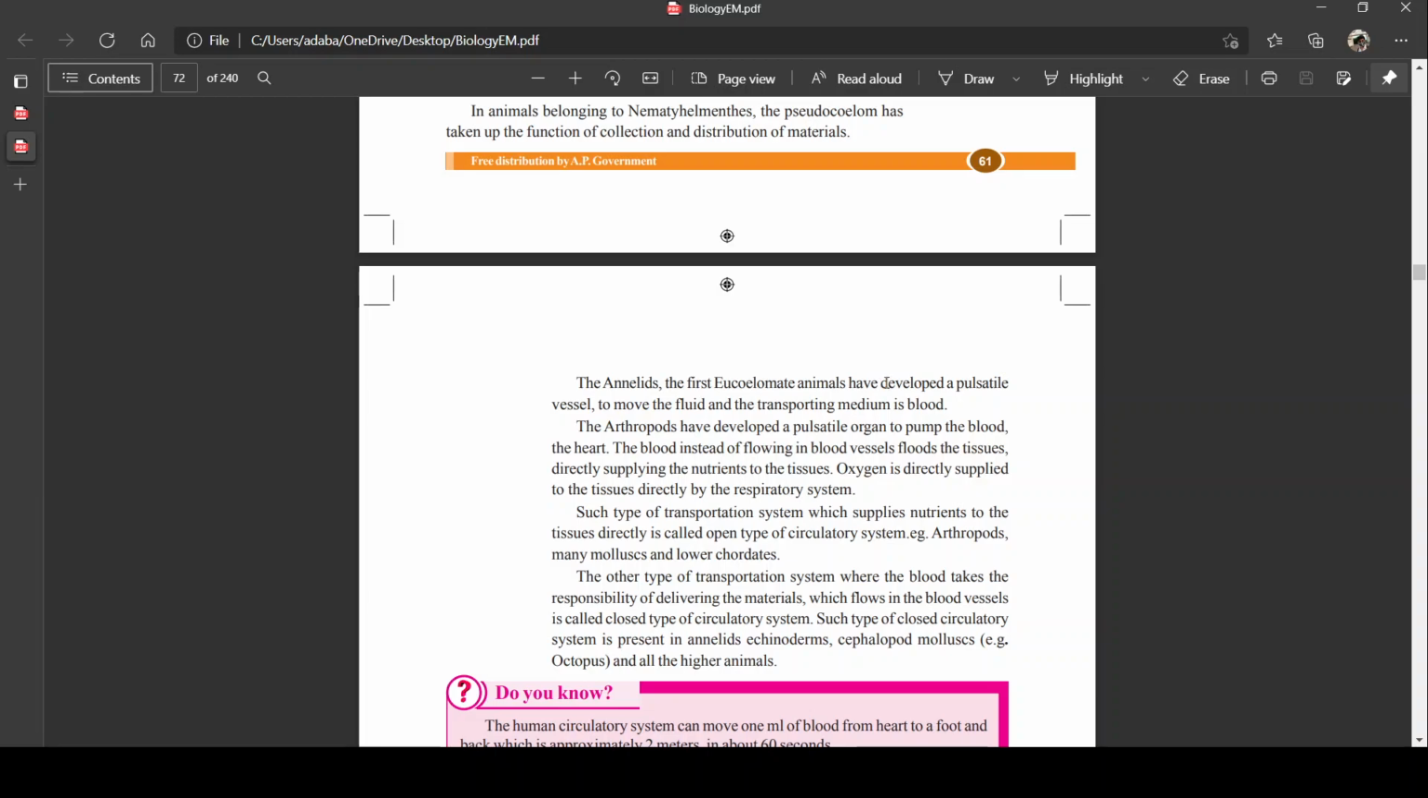Their body is divided into three chambers. See the picture.